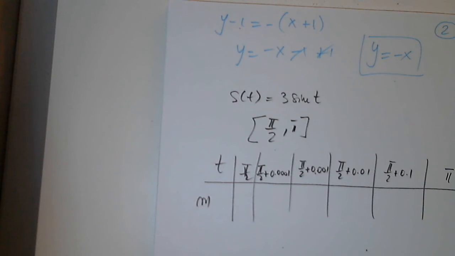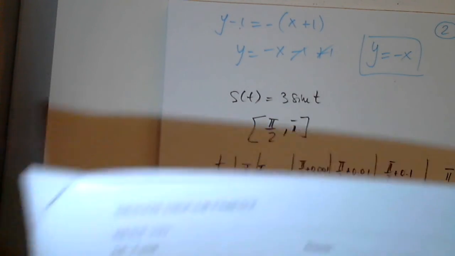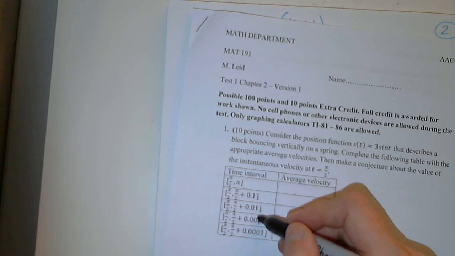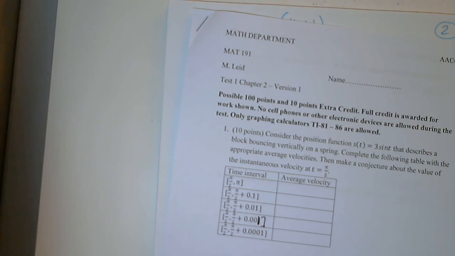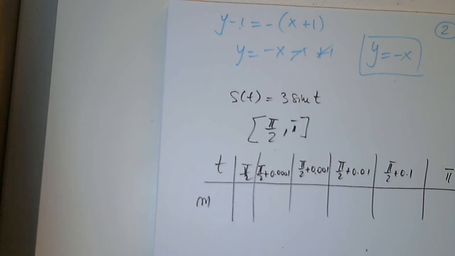Oh wait, the one in here just says 0.00. Is that supposed to be 0.001? Oh yes, please correct that. Of course. They are in order, closer and closer. Thank you. Okay, so it's very clear everything gets closer and closer to pi over 2.